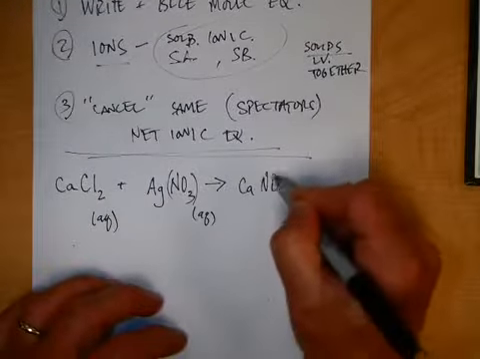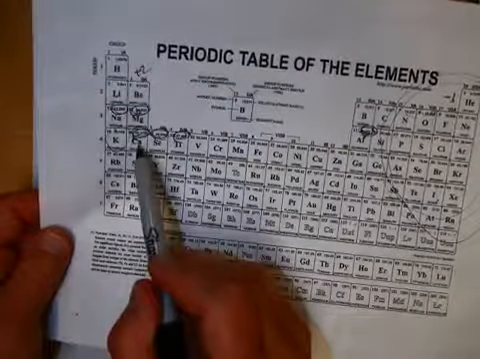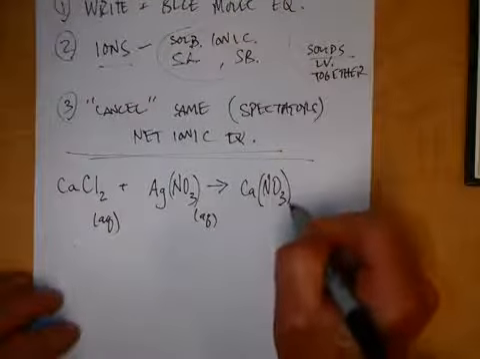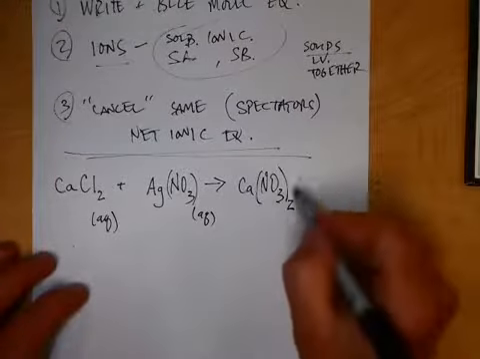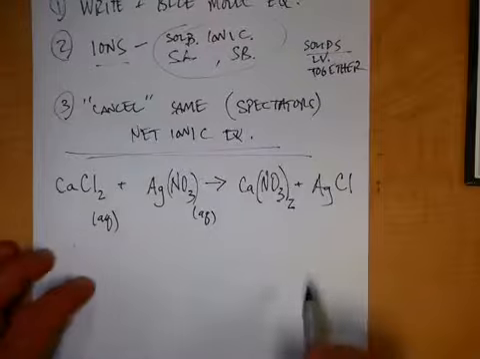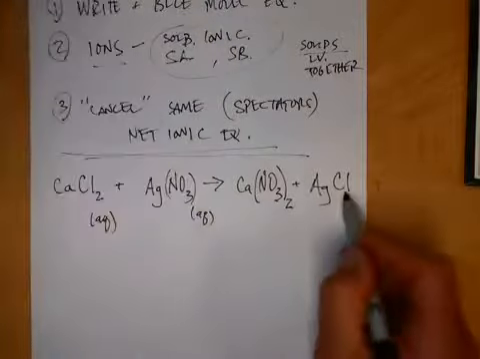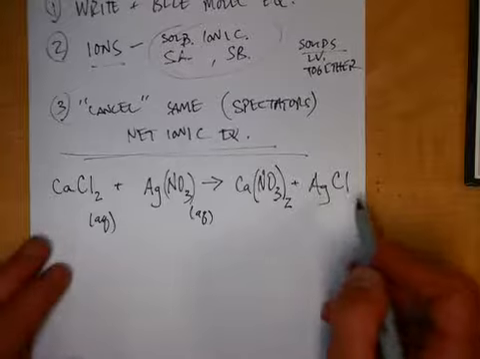Calcium will then go together with the nitrate. Calcium, looking on your periodic table, is a +2 ion. So you'll need a 2 down here since nitrate's -1. Silver will go together with the chlorine and form silver chloride. Silver, remember, is one of those that does not need a Roman numeral because it's always +1. And then chlorine, of course, is in this group. It's -1 when with a metal. So silver chloride is correct.